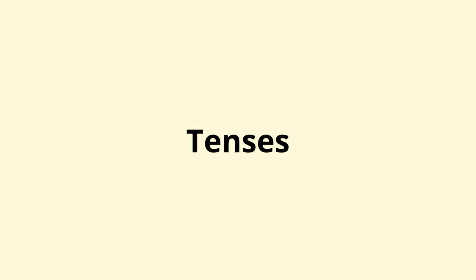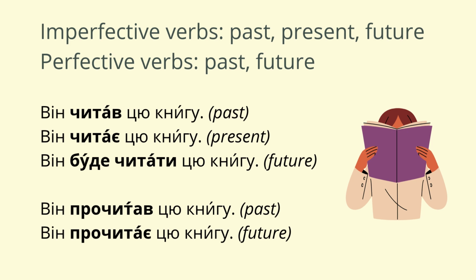When is your action going on? Imperfective verbs have three tense forms, like in English: past, present, and future. And perfective verbs exist only in the past form or in the future form. For example, він читав цю книгу. That's the past. Він читає цю книгу. That's the present. Він буде читати цю книгу.